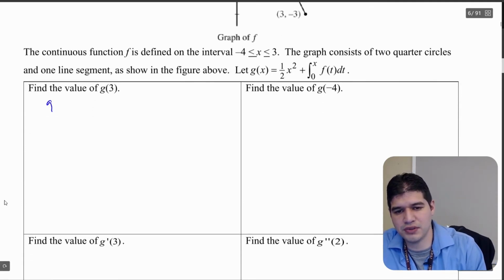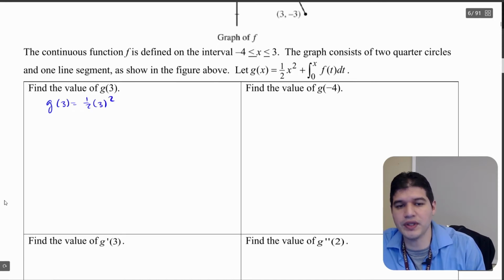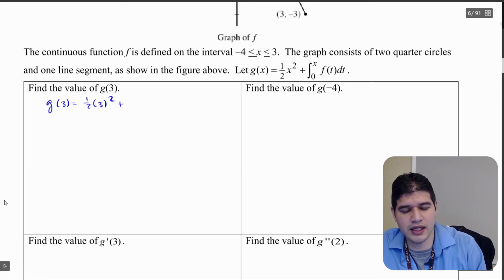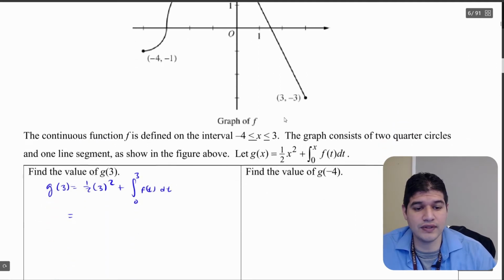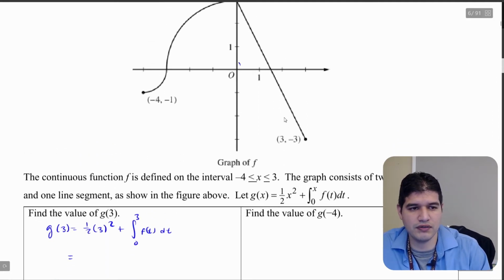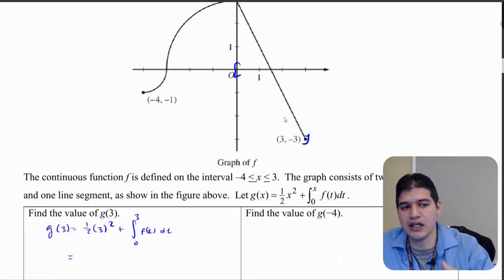So let's substitute in what I know. g of 3 is going to be 1/2 times 3 squared. Well, that should be pretty easy. Plus the integral from 0 to 3 of f of t dt. I know that this is the graph of f above, and so I really will need to go from 0 to 3 in order to figure out what that area is between the function and the x-axis.